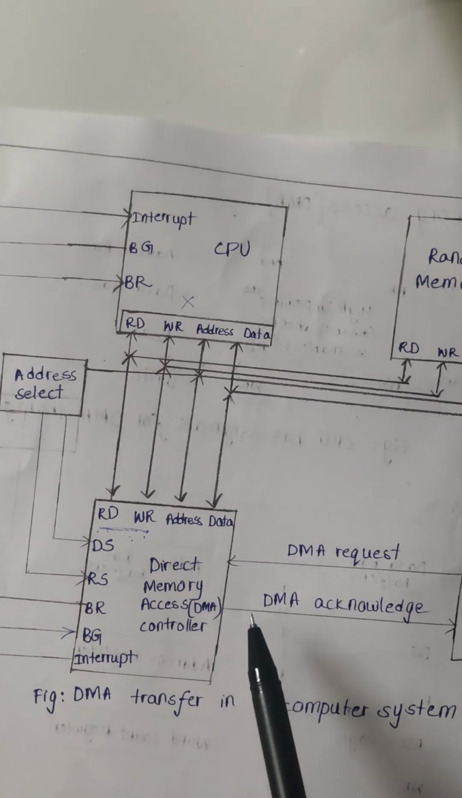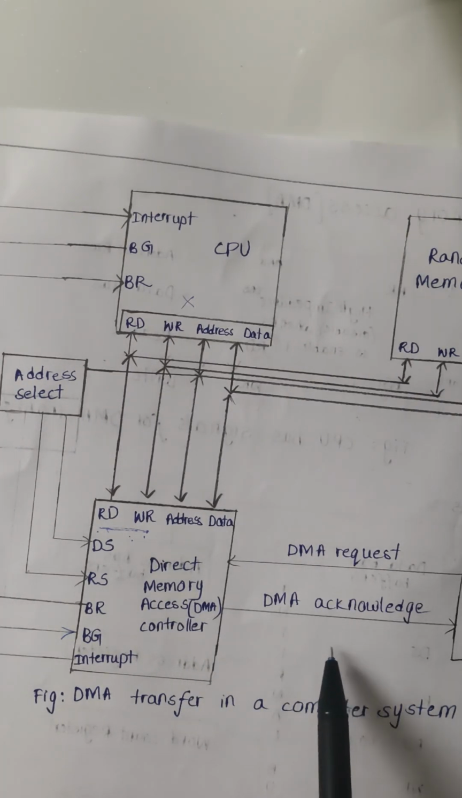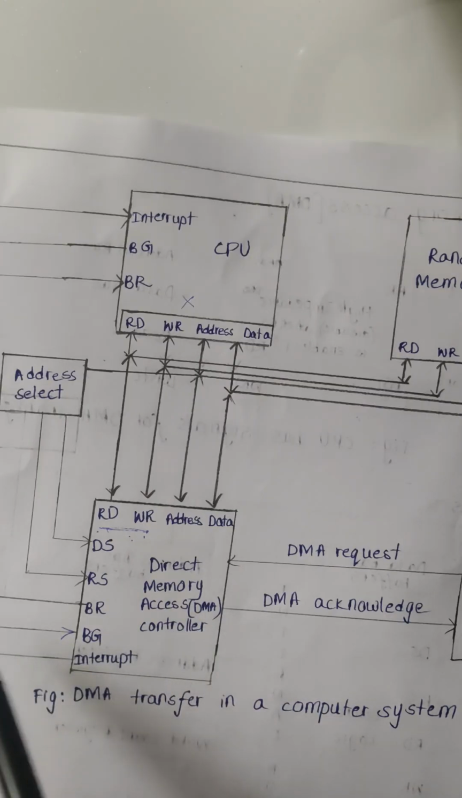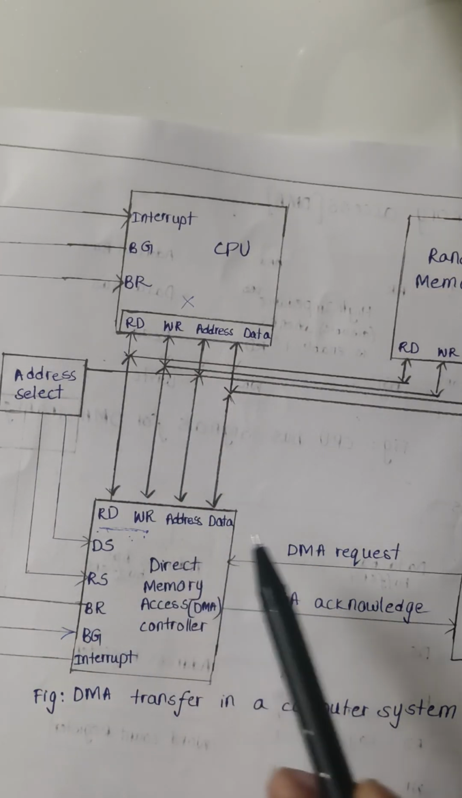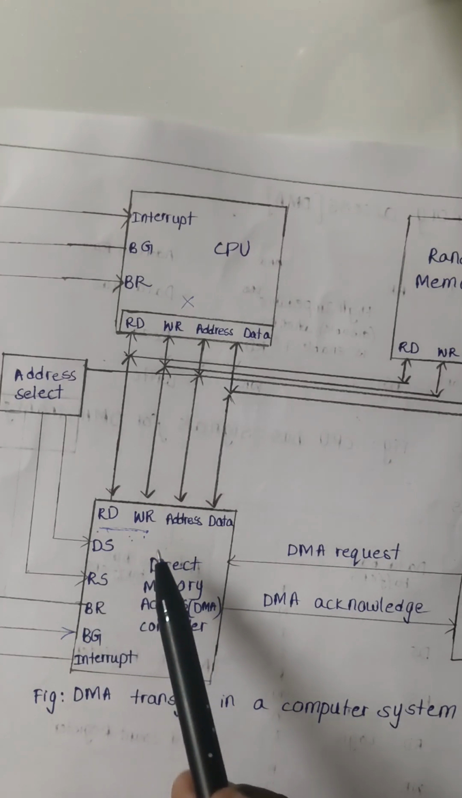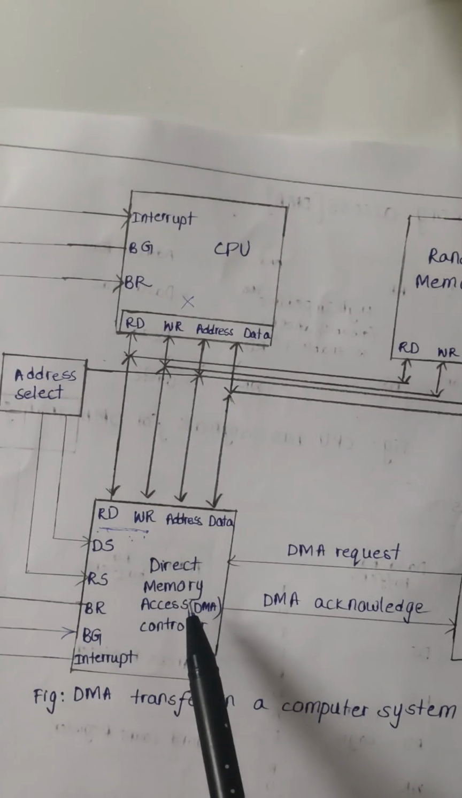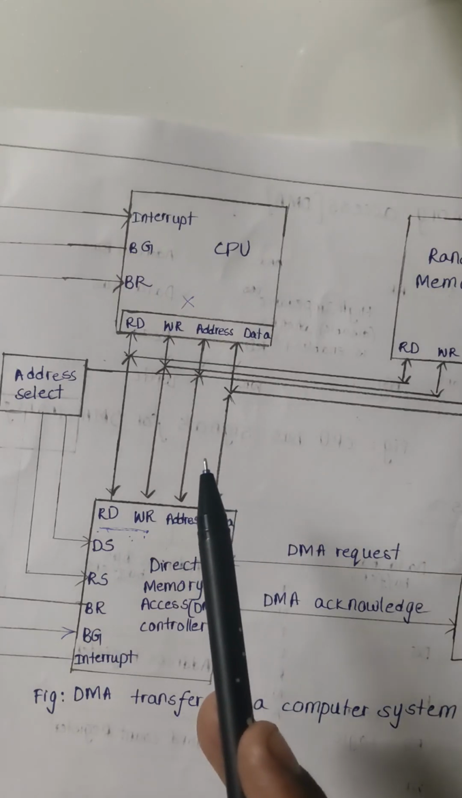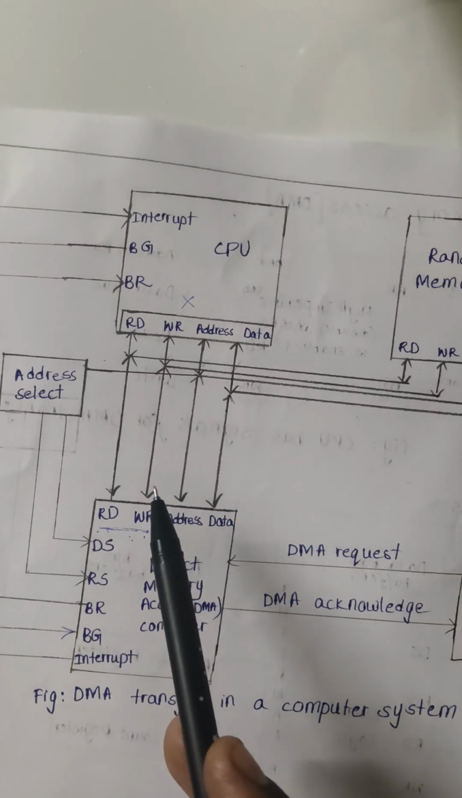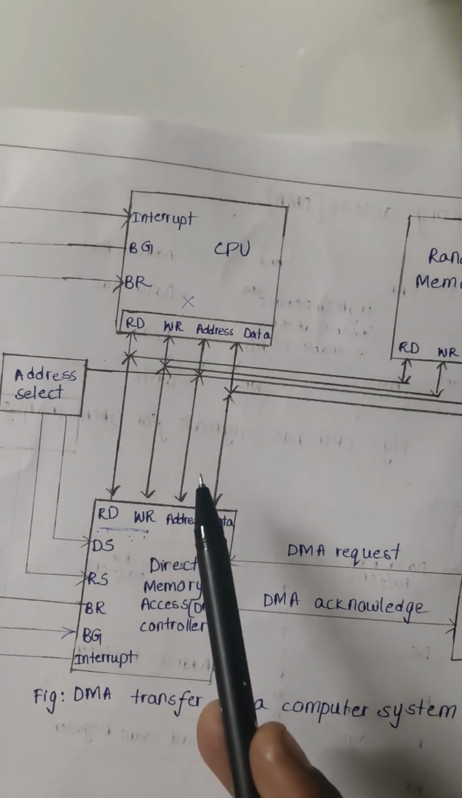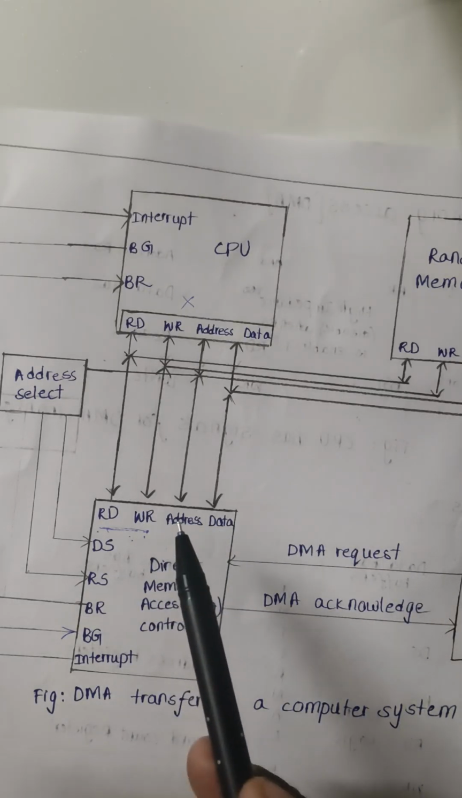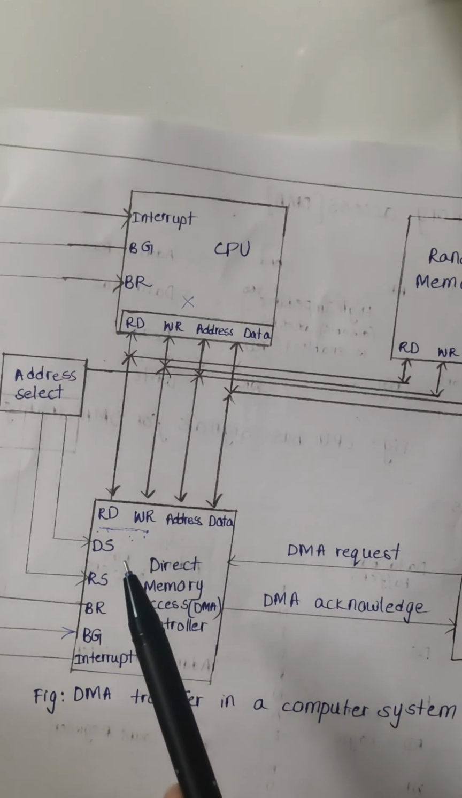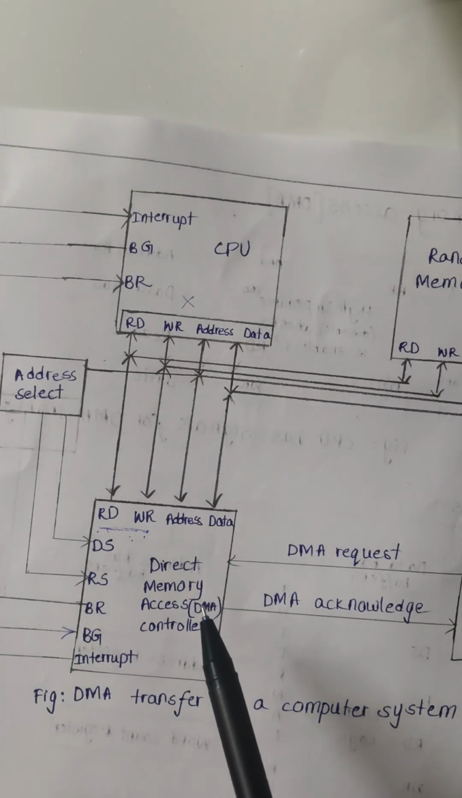Likewise, whenever a word is transferred, the DMA increments its address register and decrements the word count register. If the word count register is not zero, the DMA keeps on checking the requests coming from the peripheral device. If the word count is equal to zero, then the DMA is going to stop the operation.